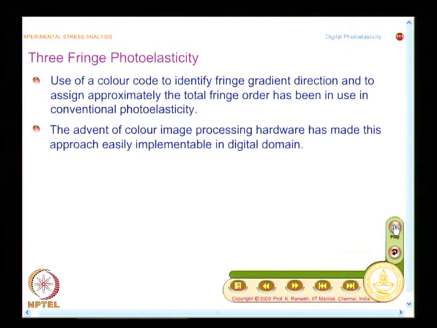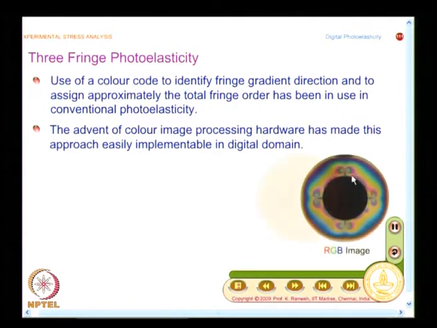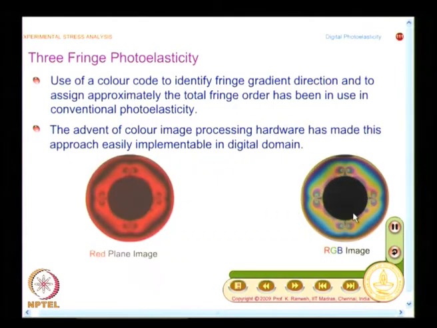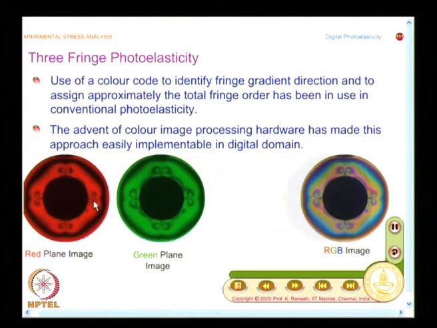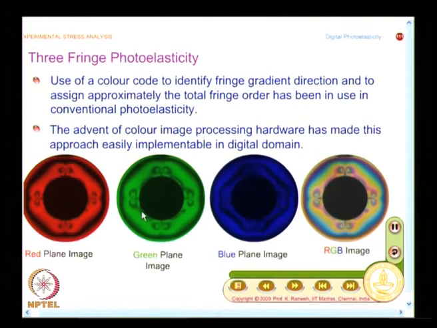What you have here is the problem of internal cracks from a pressurized cylinder. A color image can be thought of as an assembly of a red plane image, a green plane image and a blue plane image. So, any color image can be thought of as an assembly of red, green and blue. And you will also notice the problem is so selected that this is the crack, and near the crack you have fringe order close to 3. You do not have fringe orders beyond 3 in the entire field.